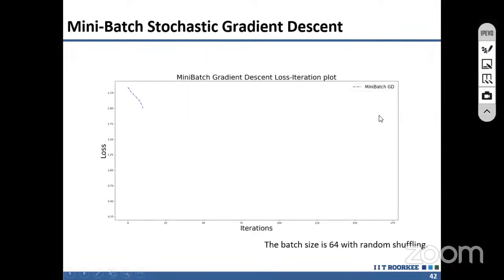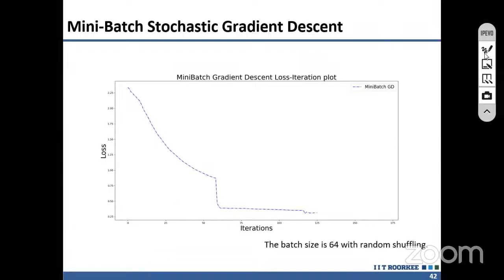If you compare this mini batch gradient descent to stochastic gradient descent, it is faster. The mini batch size here is 64, so I'm taking 64 samples at a time, and then another 64 samples for the next weight adjustment.